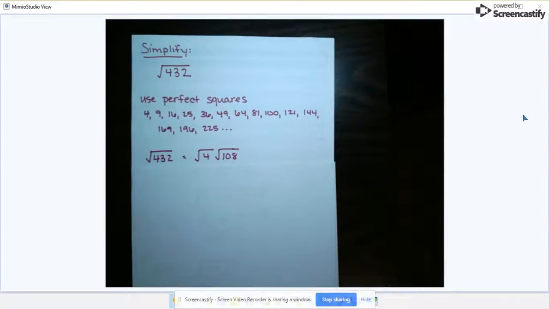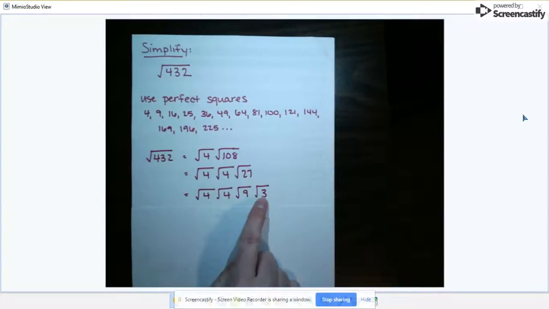So 432 can be split into square root of 4 and square root of 108. But then after that, we have to take square root of 108 and simplify that. And that can be broken down into 4 and 27. But then 27 can be broken down into 9 and 3. Well, 3 can't be broken down any further, so now I just simplify. Square root of 4 is 2, square root of 4 is 2, square root of 9 is 3, and then we have times the square root of 3. So our final answer becomes 12 root 3.